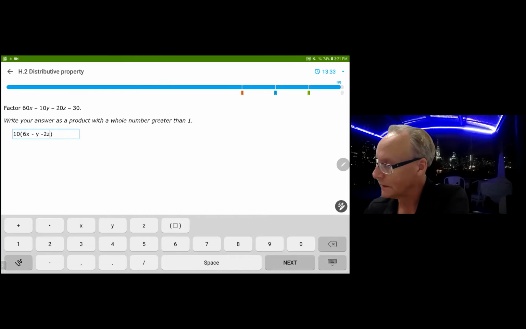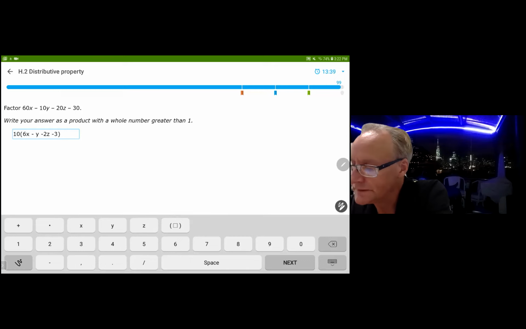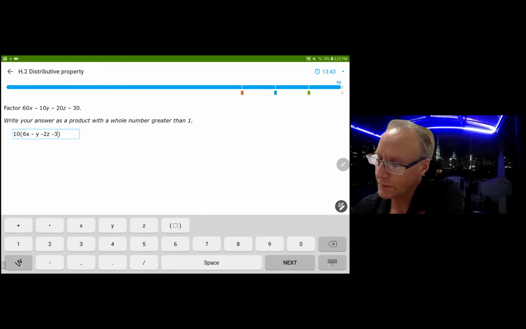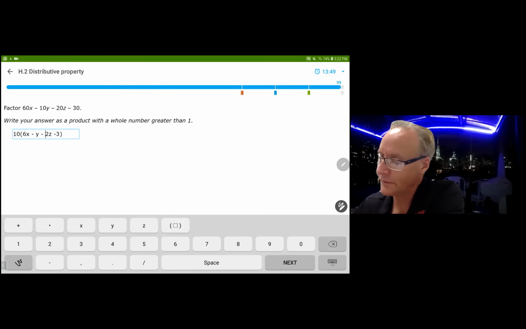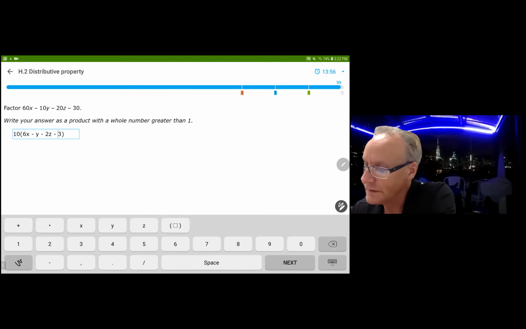2z it looks like, and then a minus 3. I'm going to double check because it is my last one. 60x minus 10y. Oh, there's a problem. See that? I forgot my space in my 2z. Minus 20z, and I forgot my space on my minus 3. I don't know whether it'll work or not. It might, but there it is. 20z minus 30, and it looks good now.